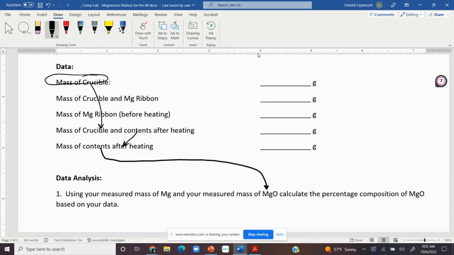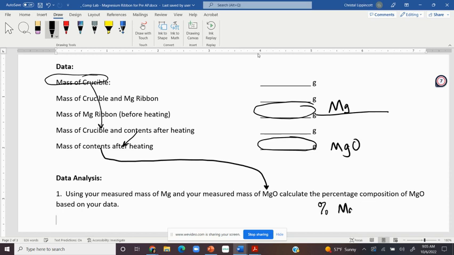So for mass 1, you're going to be taking this guy right here, your magnesium, over your magnesium oxide. So this value right here divided by this value here will give you percent magnesium. If I were to number these, like data point 1, 2, 3, 4, 5, I would take data point 3 and divide over data point 5. Does that make sense? What I'm trying to say there?